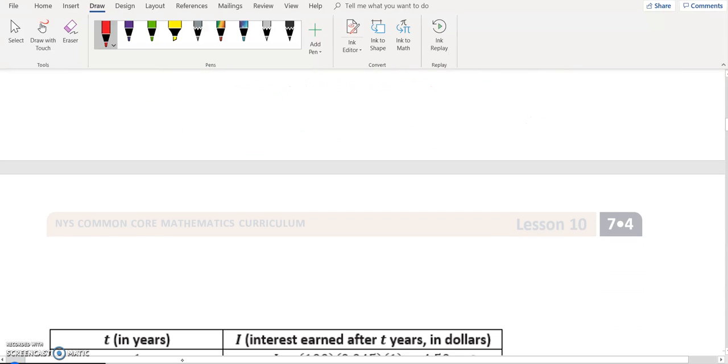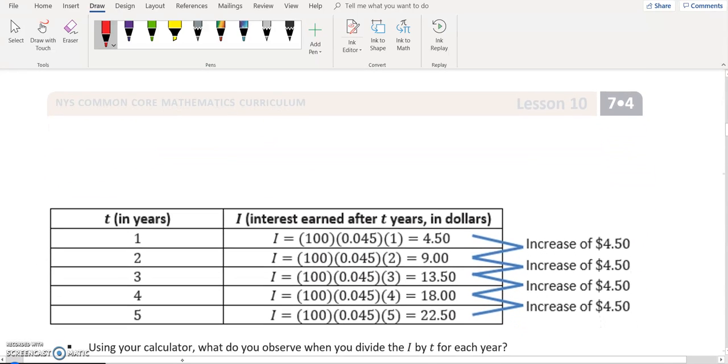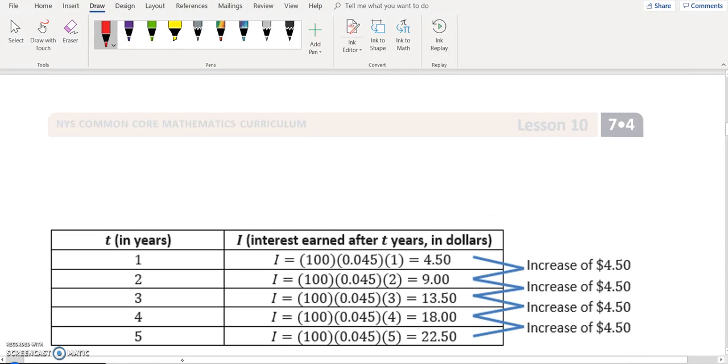Okay, so we're going to take a look at a couple of things. We're going to look at this table. Okay, so in this table we have that equation. Interest is equal to the 100 times that rate of 0.045 times however many years. And after 1 year, if we plug that in, 100 times 0.045 times 1, we get $4.50. And we do not have to do an equal sign between.